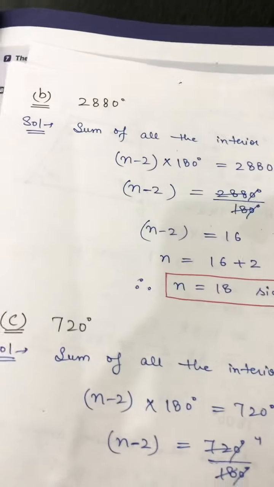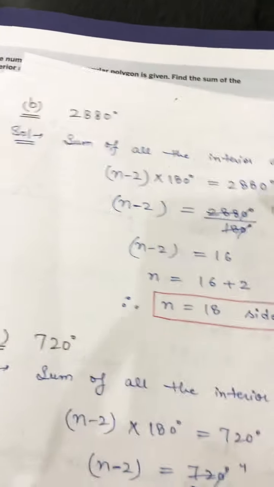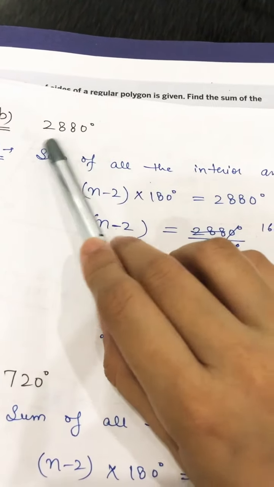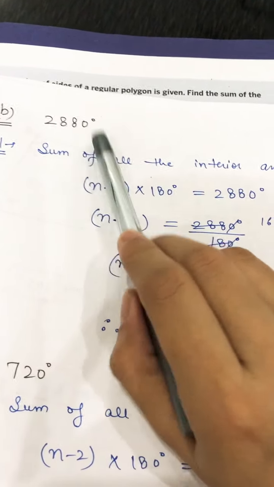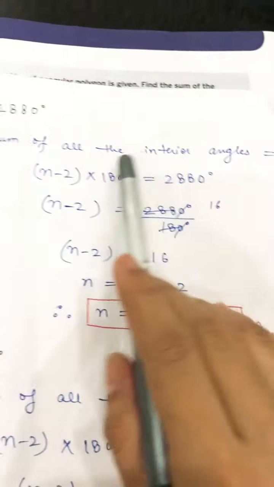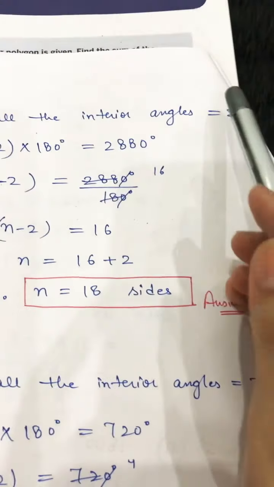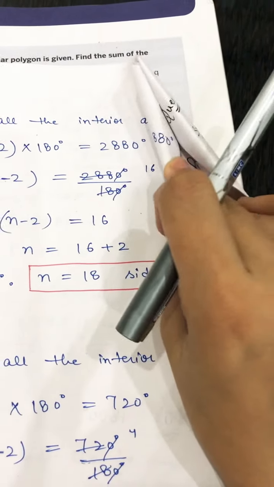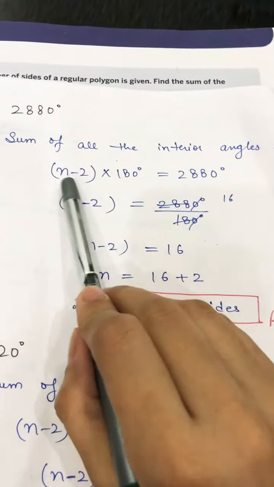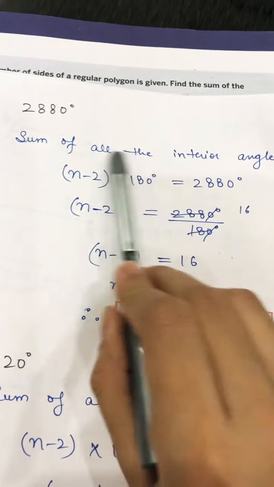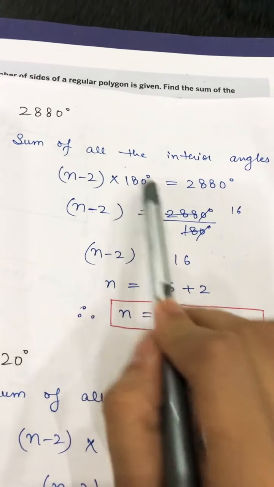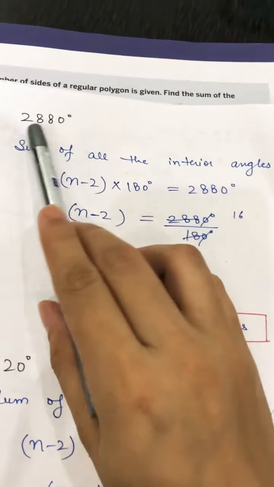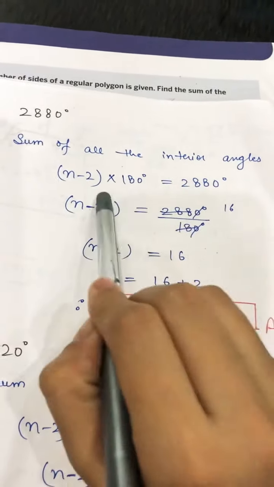Okay, so now I'm going to discuss part number B. In this, the sum of interior angles is given as 2880 degree. Okay, so right here the sum of interior angles is equal to 2880 degree. The page is folded, that's why it's not visible. Now (n minus 2) multiplied by 180 is the formula of the sum of interior angles, that is equal to 2880 degree. Okay, you have to equate this sum of interior angles with the formula.